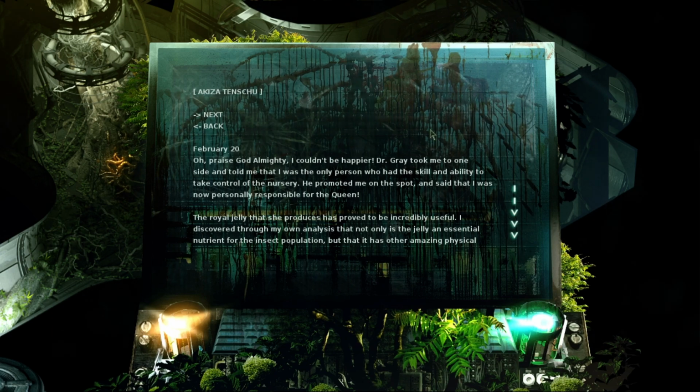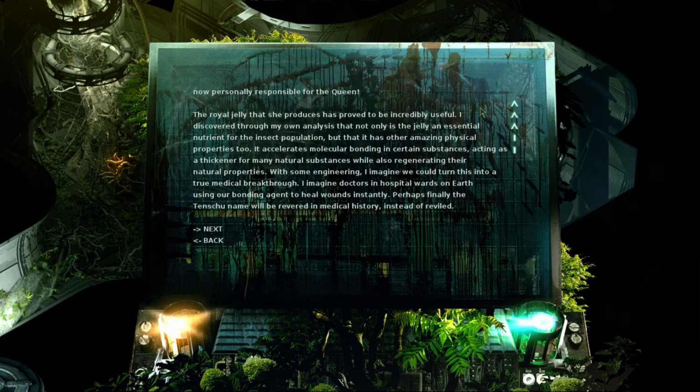The royal jelly that she produces has proved to be incredibly useful. I discovered through my own analysis that not only is the jelly an essential nutrient for the insect population, but that it has other amazing physical properties too. It accelerates molecular bonding in certain substances, acting as a thickener for many natural substances, while also regenerating their natural properties. With some engineering, I imagine we could turn this into a true medical breakthrough. I imagine doctors in hospital wards on Earth using our bonding agent to heal wounds instantly. Perhaps, finally, the Tenshu name will be revered in medical history instead of reviled.